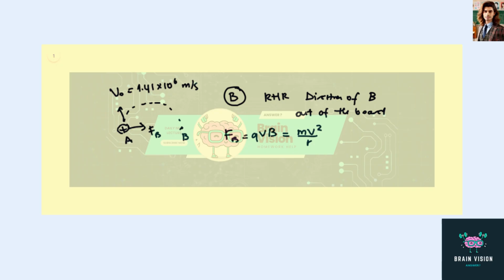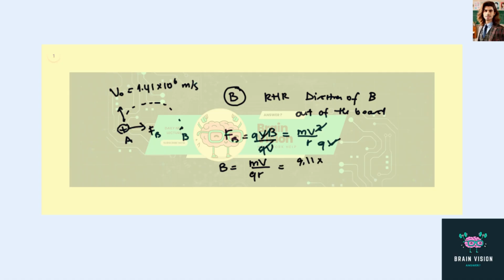So from here, if we want to get the magnitude of the magnetic field, then we divide both sides by qv. These are going to cancel out. You're going to have the magnetic field to be mv over qr.